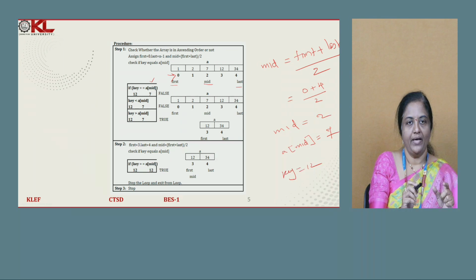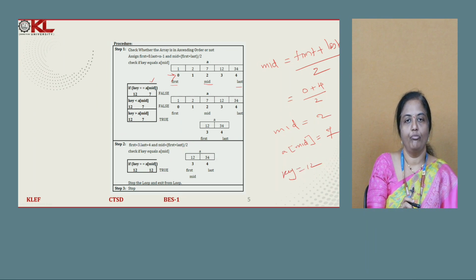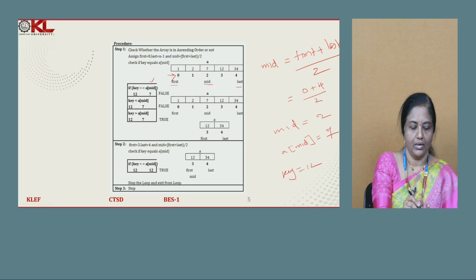I will compare 12 with A of mid, that is my middle value. What is A of mid? 7. Is 12 less than 7? The condition is false. If 12 is equal to 7, the condition is false. If 12 is greater than 7, yes. What I have to do?